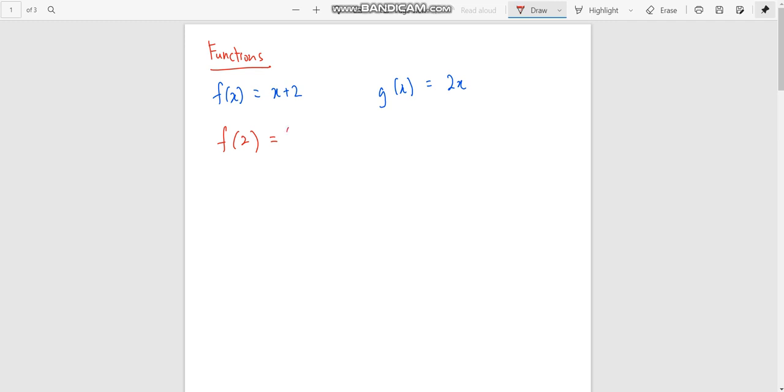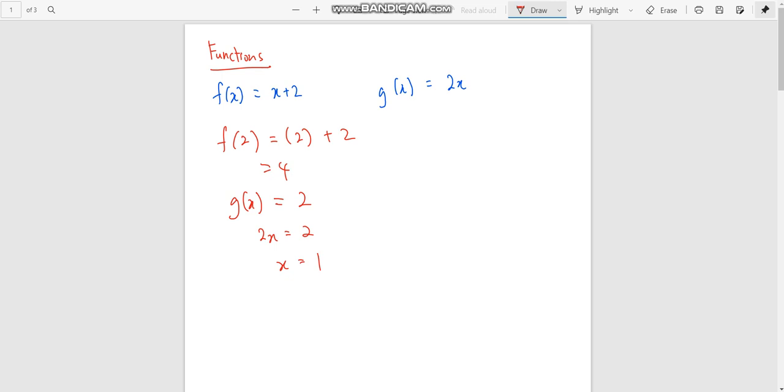So I will have 2 plus 2. Okay, we replace the x with the value they want. So in this example it's 2, so I will get 4. Okay, next kind of example, let's say they tell you g(x) equals 2. So this one, g(x), you just sub it into the equation. So g(x) is 2x. 2x equals 2, x equals 2 divided by 2, you get 1.